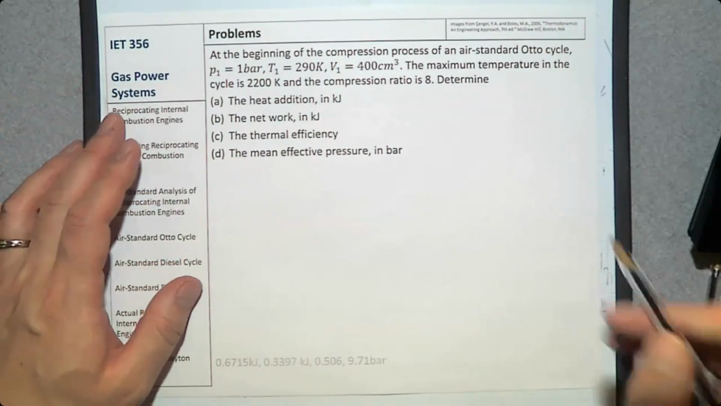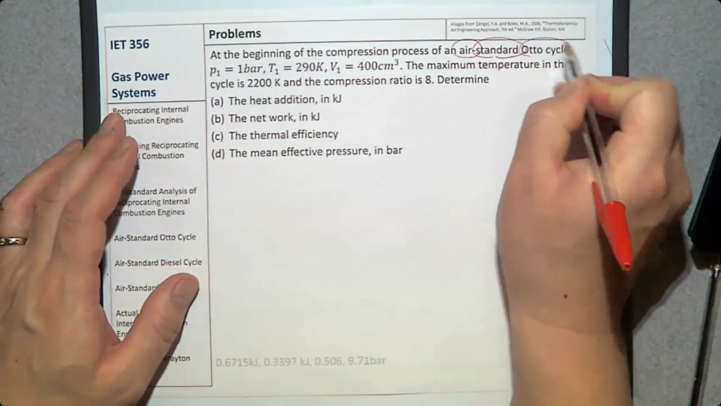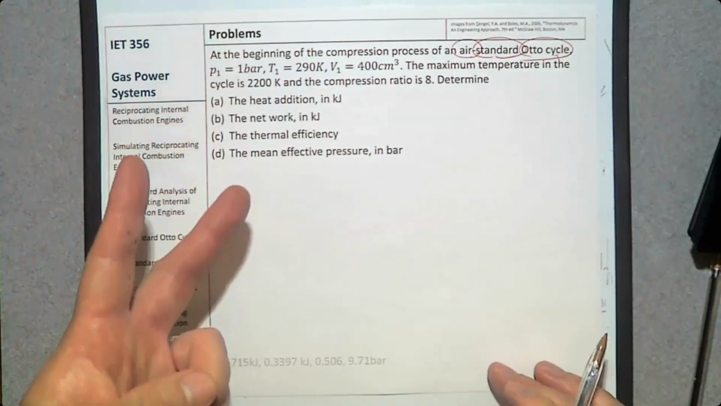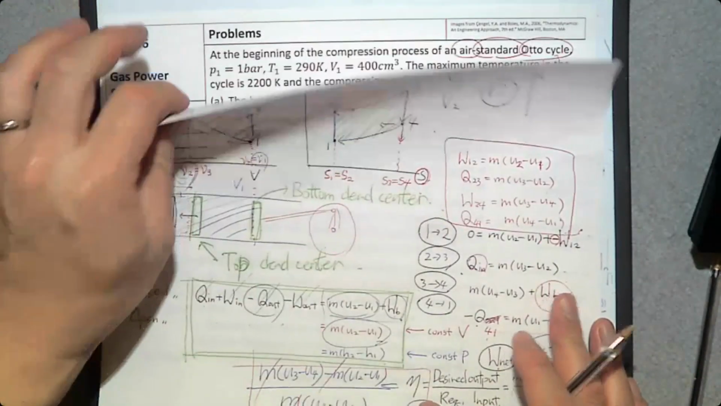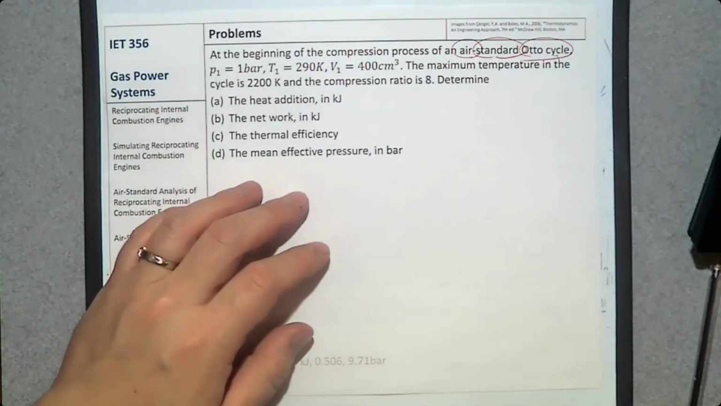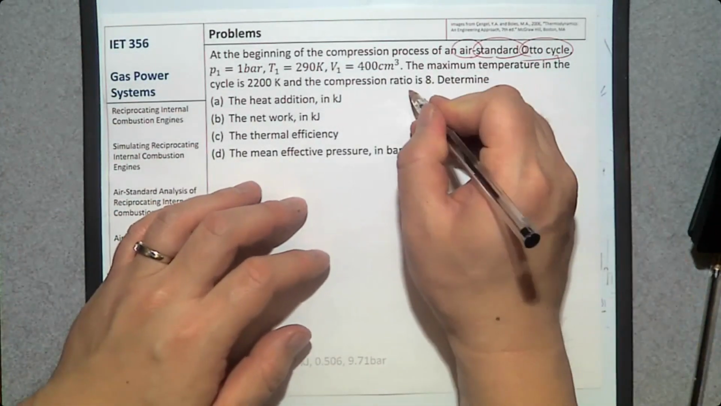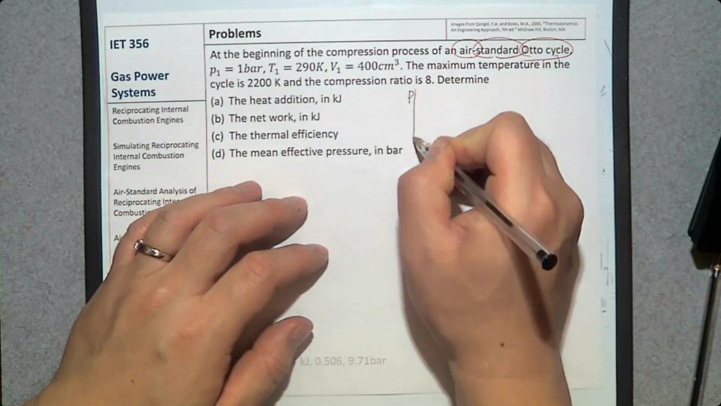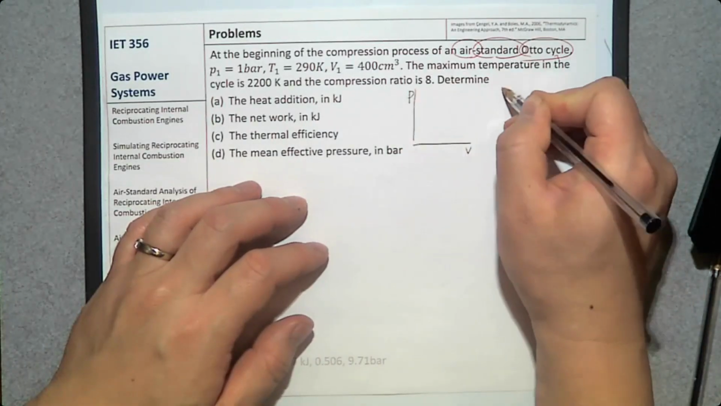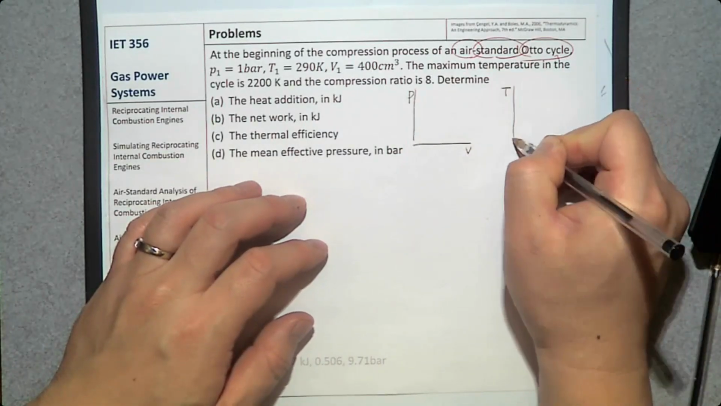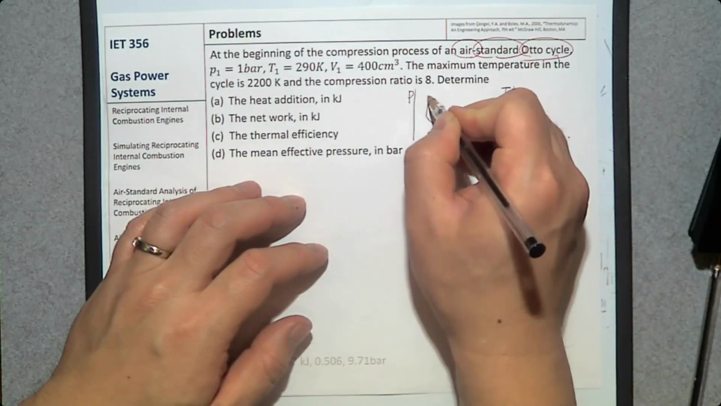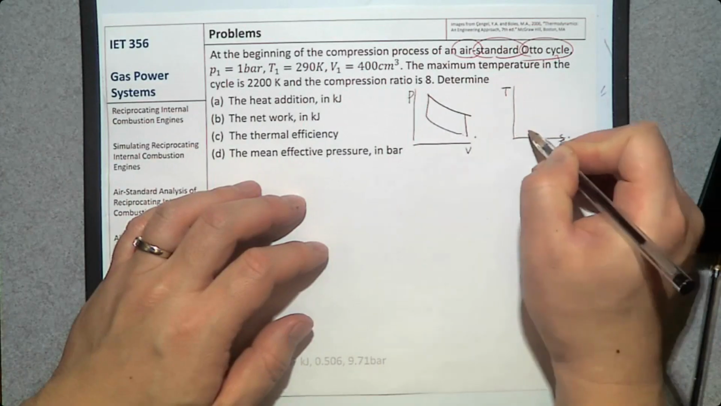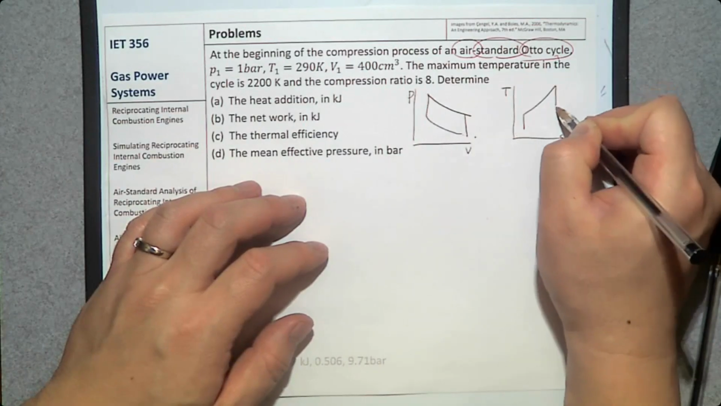Okay, so whenever you hear air standard Otto cycle, there are two things that you need to do. The first one is PV diagram. The other one is TS diagram. So let's do that. PV first. PV diagram, and the other one is TS diagram. PV diagram looks like this. TS diagram looks like this.